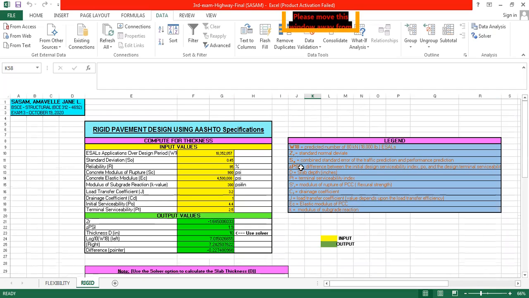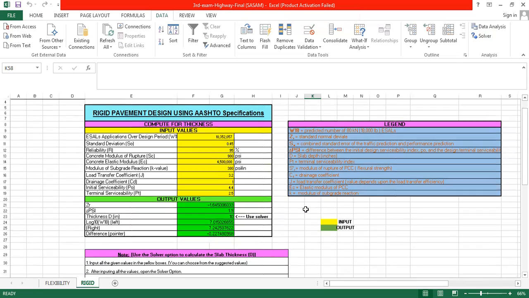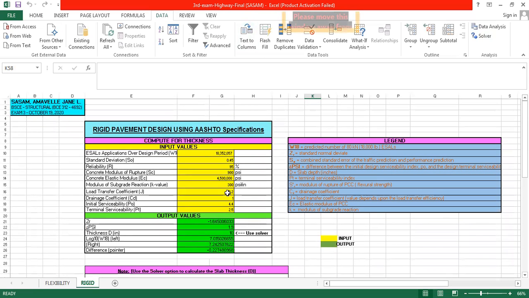standard normal deviation, the S sub zero, combined standard error of the traffic prediction and performance prediction, the total PSI, which is the difference between the initial design serviceability index PO and the design terminal serviceability, the D, which stands for the thickness slab depth, the PT terminal serviceability index, the S modulus of fracture of PCC, fractural strength, the CD drainage coefficient, J load transfer coefficient, the value depends upon the load transfer efficiency, the EC elastic modulus of PCC, the K the modulus of subgrade reaction. So here, let me check for our sample problem.